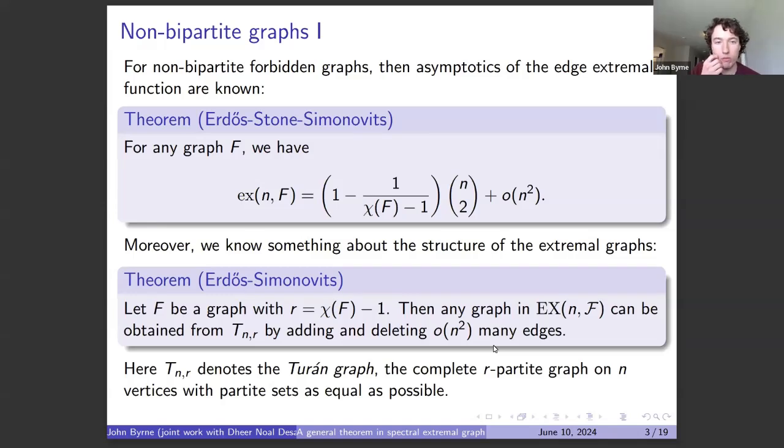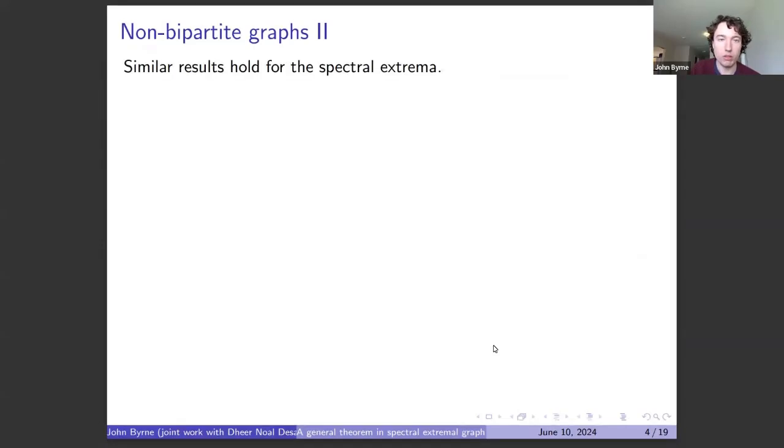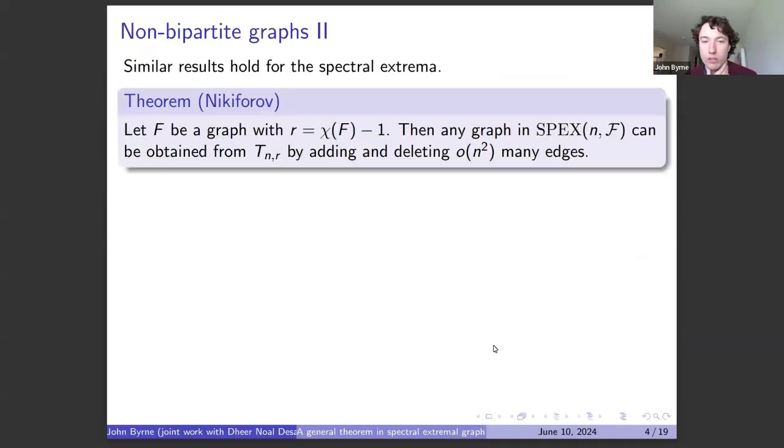So for the edge extremal functions, in the case of non-bipartite graphs, one could say that they're fairly well understood. What about the spectral extremal number? It turns out the same result that I just read for the edge extremal graphs also holds for the spectral extremal graphs. This is a result due to Nikiforov. And again, it's exactly the same as the edge extremal result that I just read, except it applies to the spectral extremal graphs.